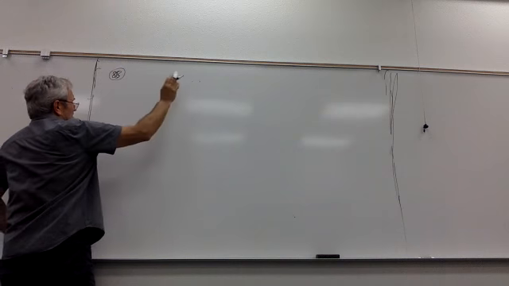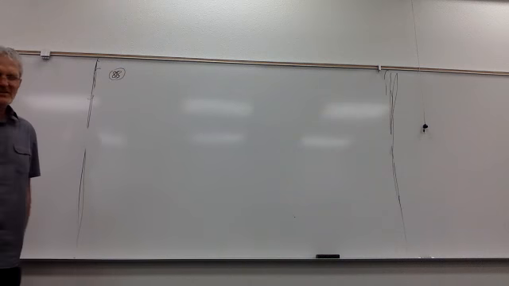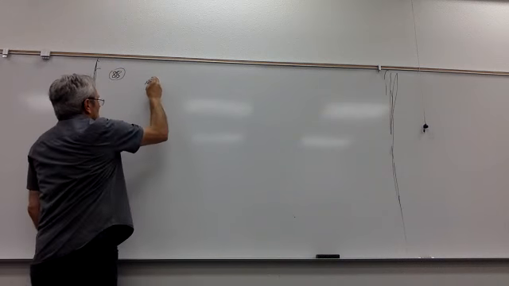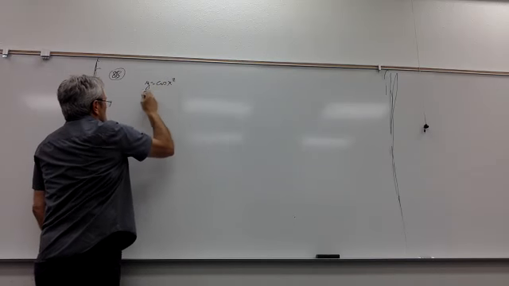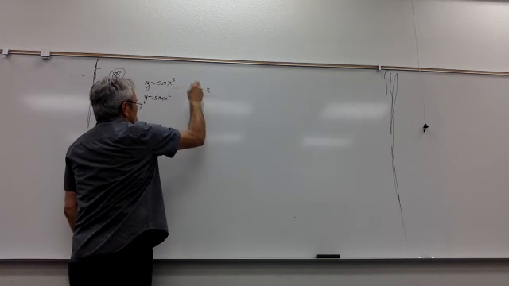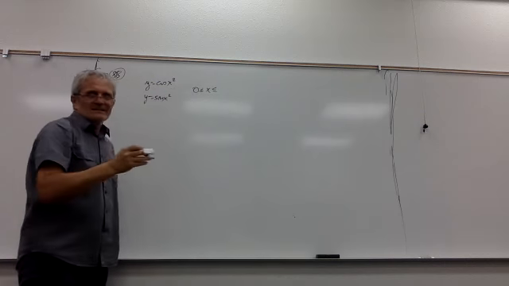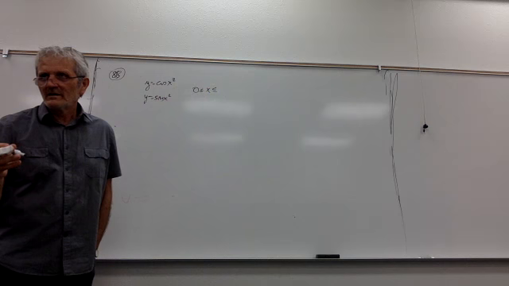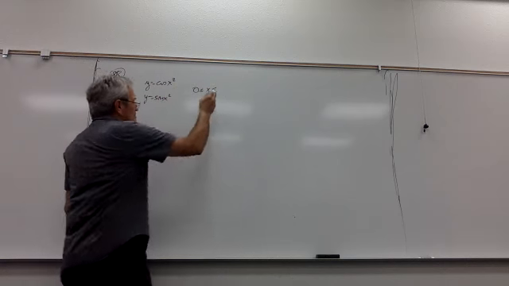This is a little trickier, actually, just to kind of get oriented. So y equals cosine x squared, and y equals sine x squared, and x is between 0 and, what is it, root of pi over 2. Root of pi over 2.